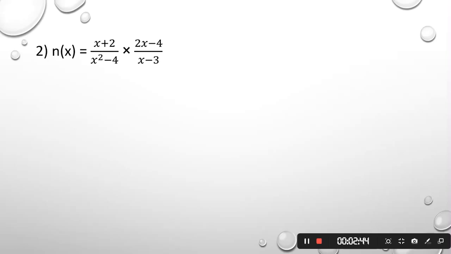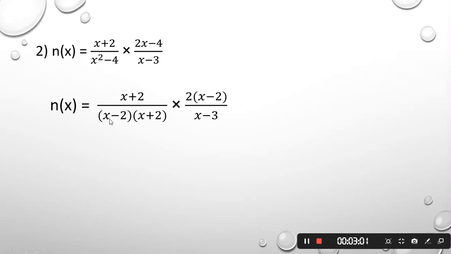Example 2: (x plus 2) over (x power 2 minus 4), times (2x minus 4) over (x minus 3). First step is to factorize. So (x plus 2) over (x minus 2)(x plus 2), times 2 out, (x minus 2) over (x minus 3).